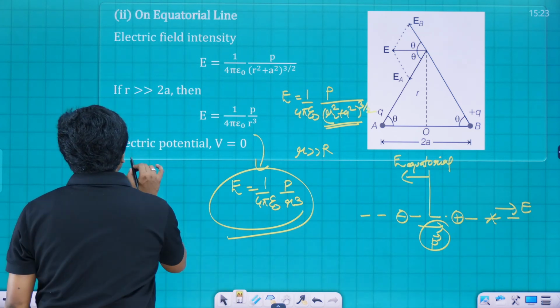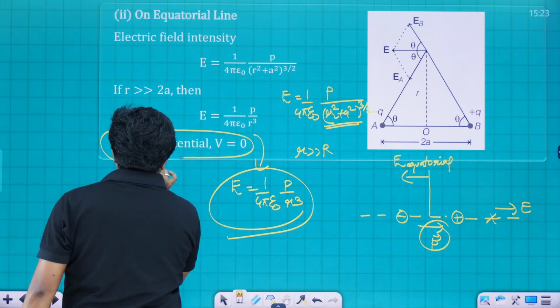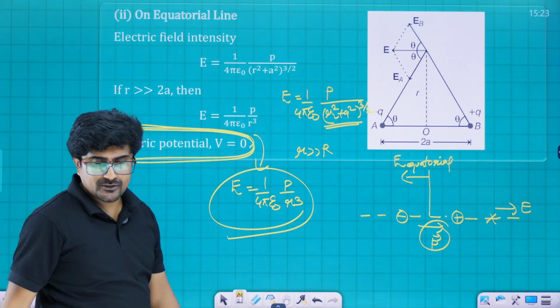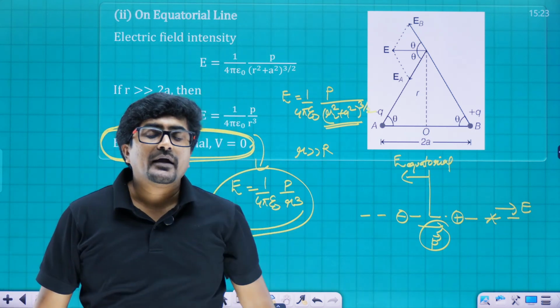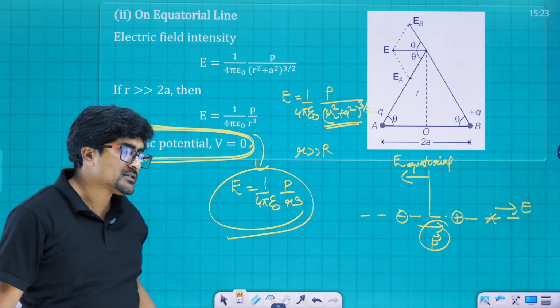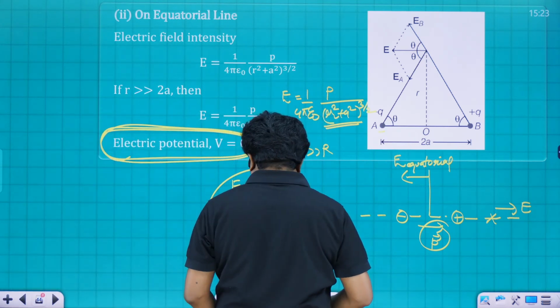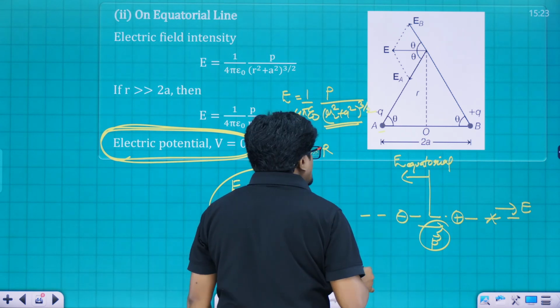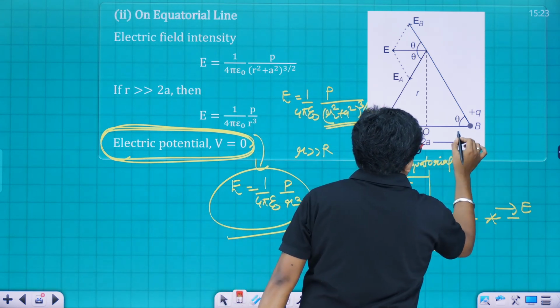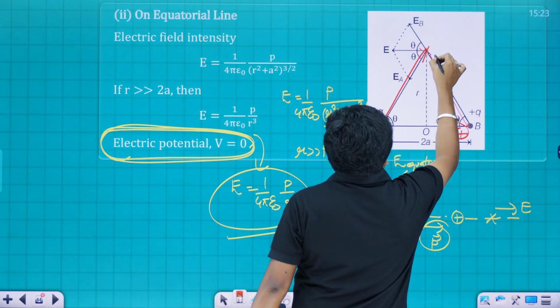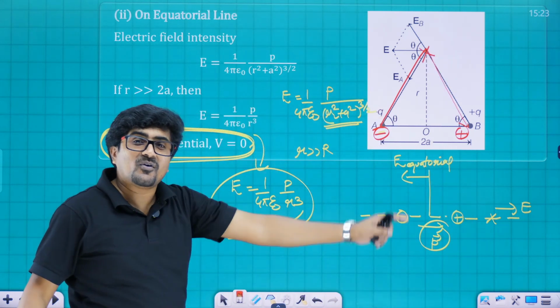And while coming to the potential calculation along any point on the equatorial line, so you know that here I have got a negative charge, here I have got a positive charge, and both are having the same distance at any point on the equatorial line.